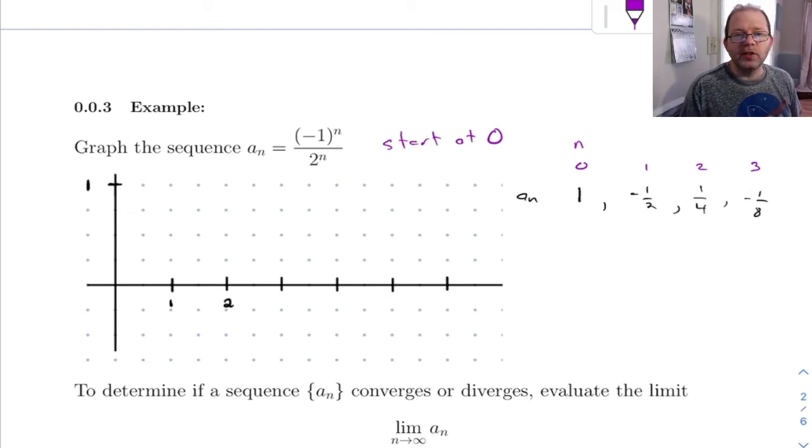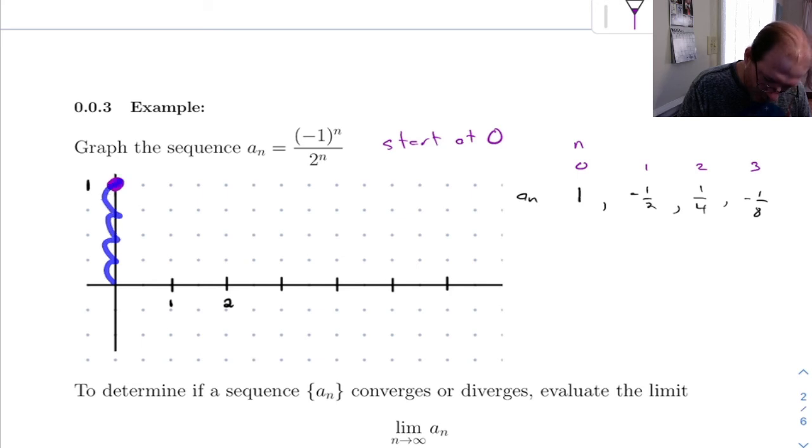And when you graph a sequence, it's like graphing a function, but instead of graphing a smooth curve, you just graph the points. So at 0, we're going to have this point up here at 1. At 1, we're going to have -1/2. Now let's see, each one of these dots is 1/4. So over here at 1, we're going to go down to -1/2. Then at 2, we're going to be at 1/4. At 3, we're going to be at 1/8. At 4, we're going to be at 1/16.